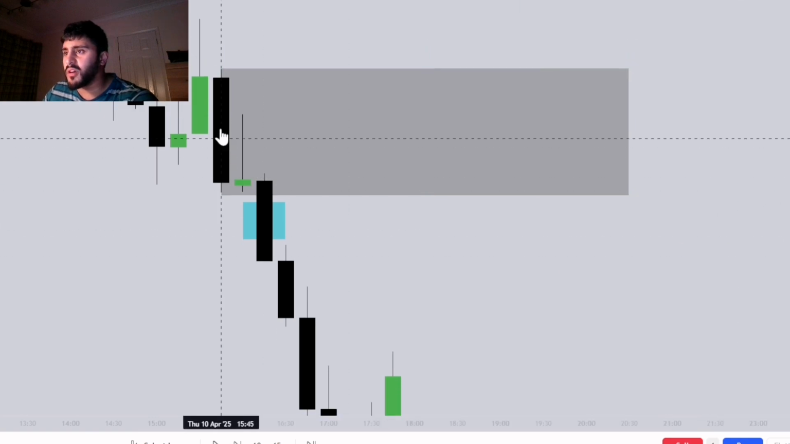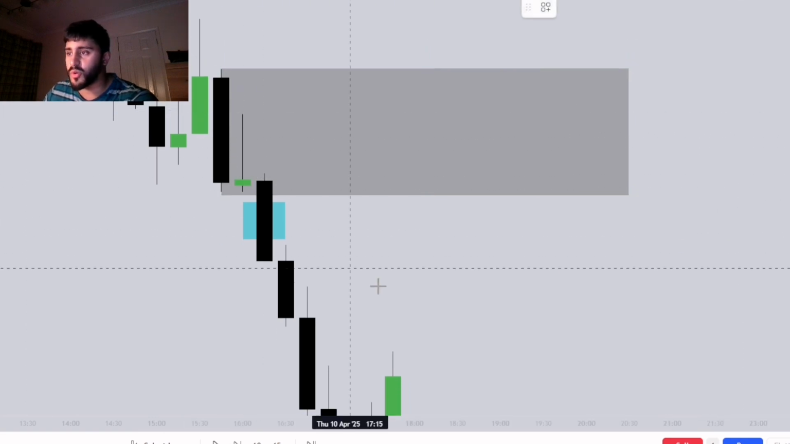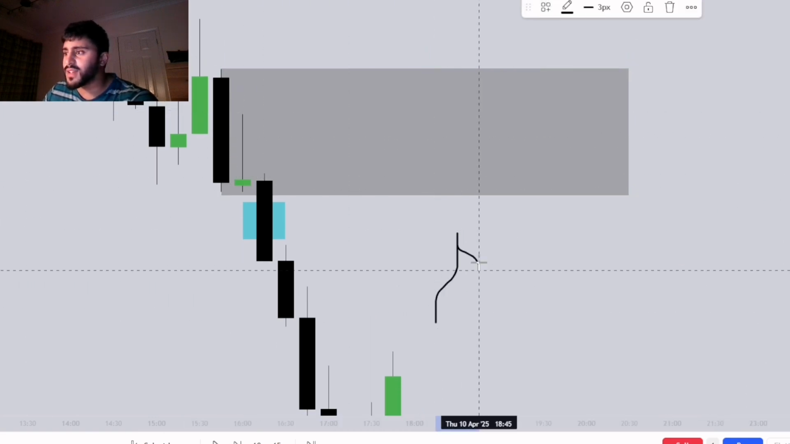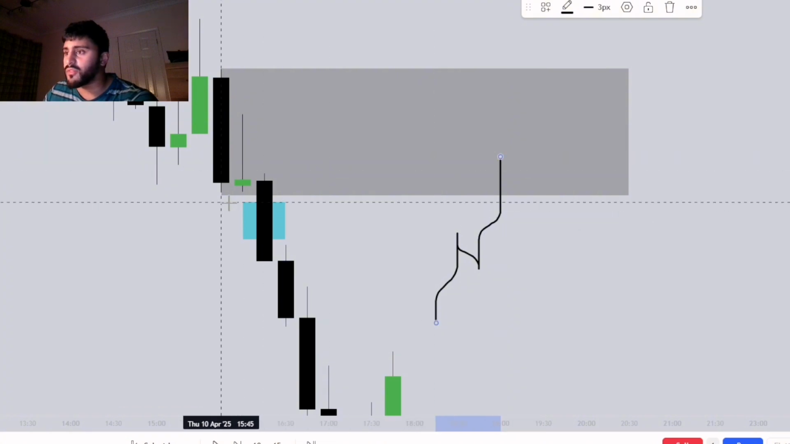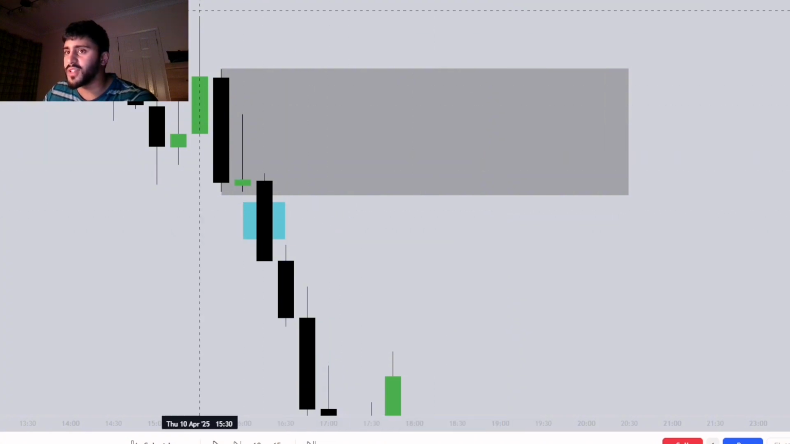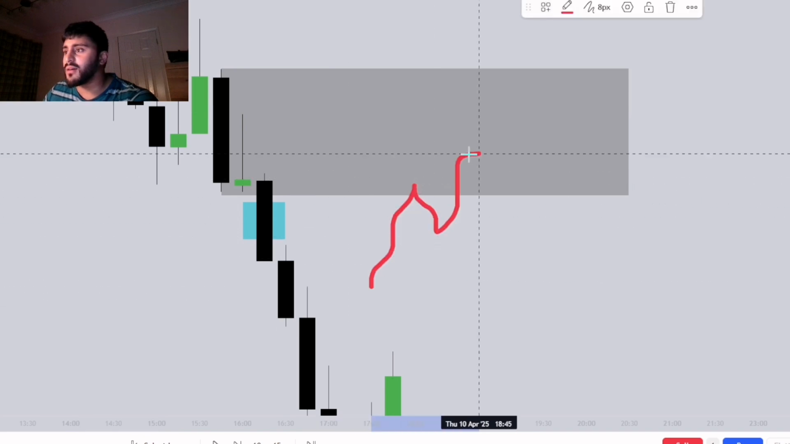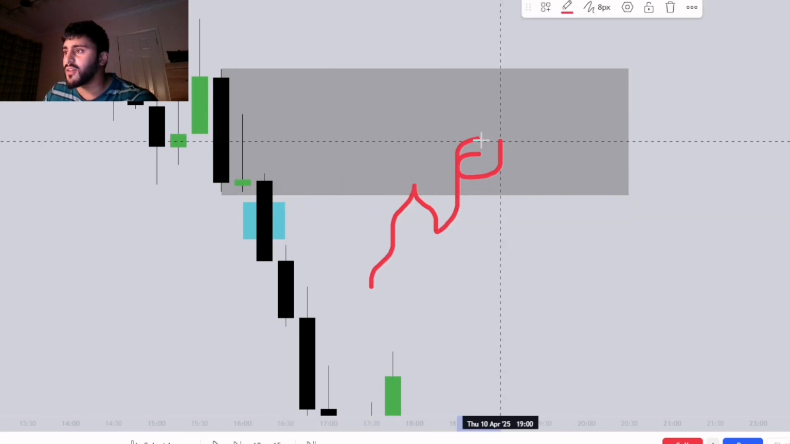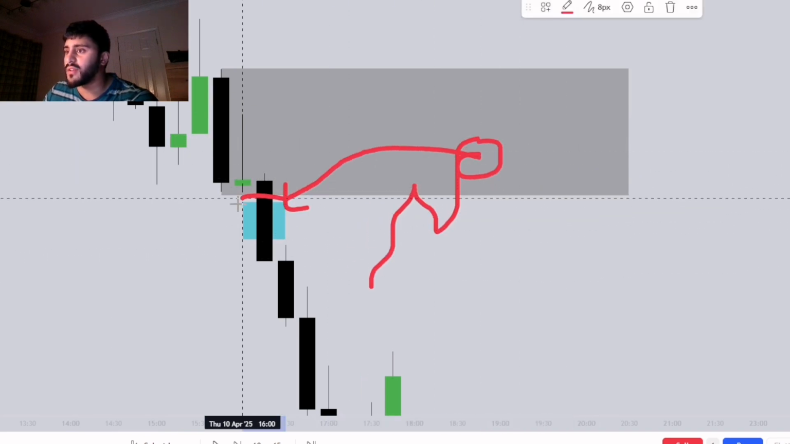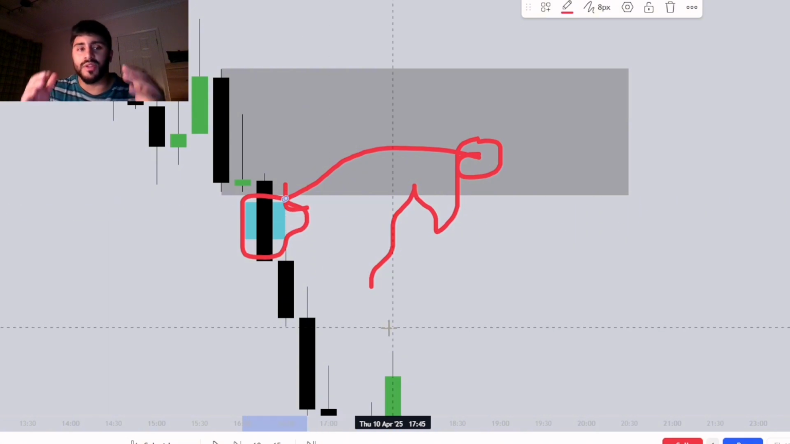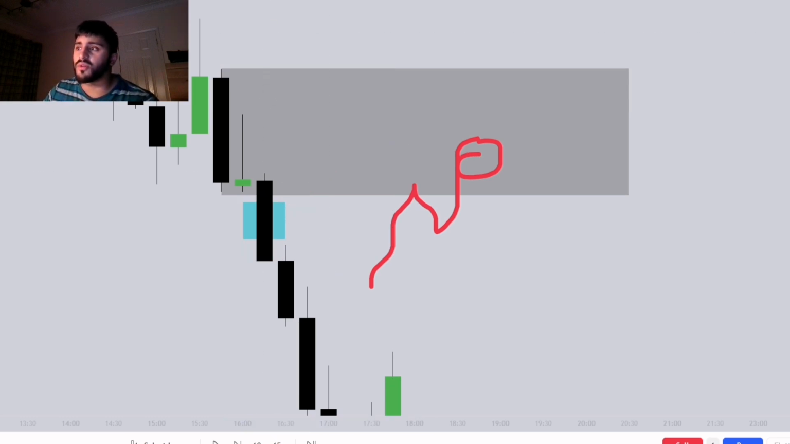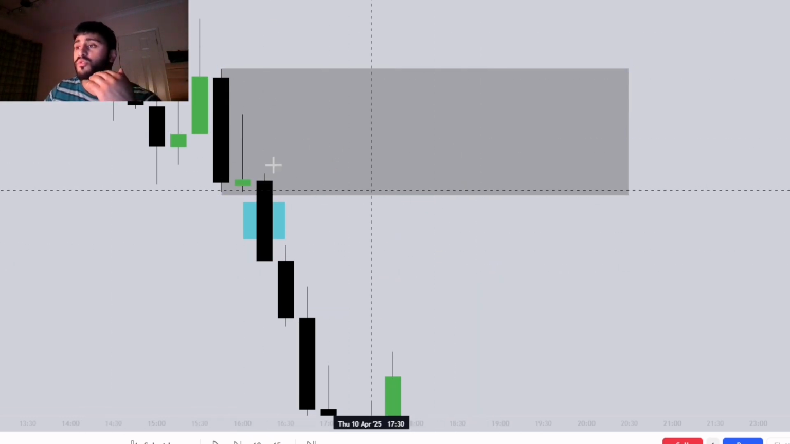Now, the reason I mark my POIs like this, I've had lots of questions on this, is because price needs to come into this zone and fill the entire fair value gap. So let's just break that down so people can understand. Price needs to come into this area to fill the entire fair value gap. The best trades come when the fair value gap is filled, not partially filled or a little bit filled. You want to wait for the fair value gap to be filled.